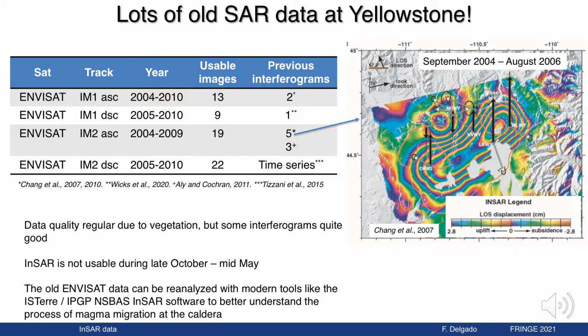To do so, I will use legacy InSAR data acquired more than 15 years ago. Despite the relatively large amount of usable SAR images, previous studies have only used very limited amounts of data, as shown in this table. In general, the data quality is regular because of the vegetation conditions of the volcano, but some interferograms, like this one on the right from Chang et al., are quite good.